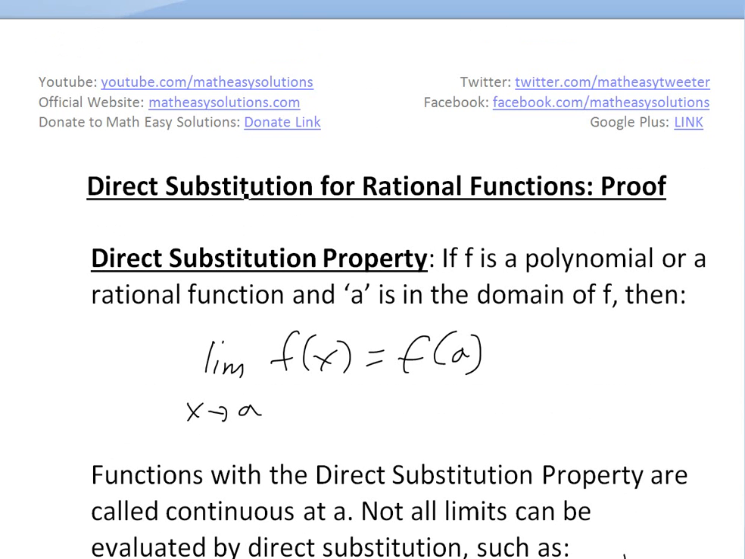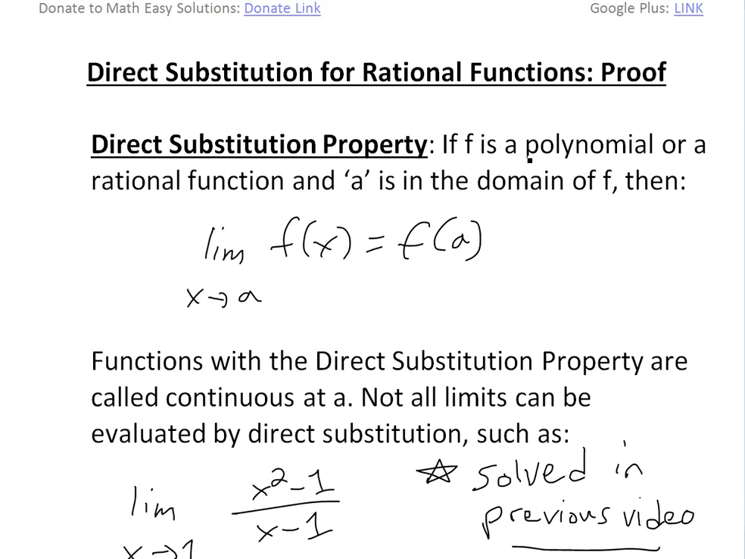I'm going to discuss further into the direct substitution property for limits and basically prove it for rational functions. It's a simple proof. In my last video I did it on polynomials. Basically, if I recap what this means, if f is a polynomial or rational function and a is inside the domain of f, which means if you plug in a into f, you're going to get a value and it's defined. Basically, you'll get this.